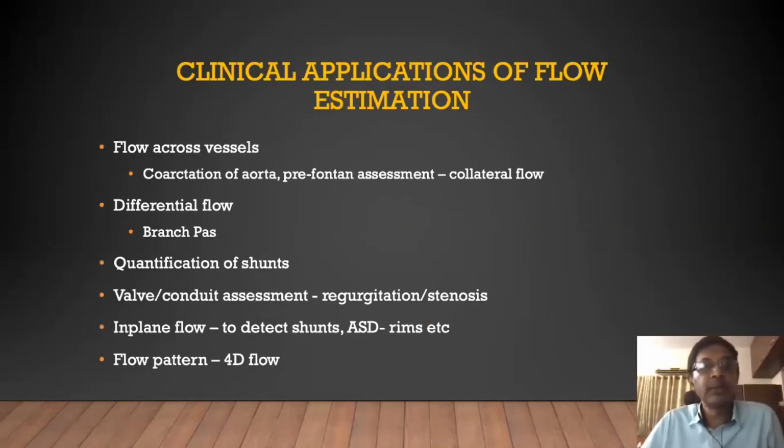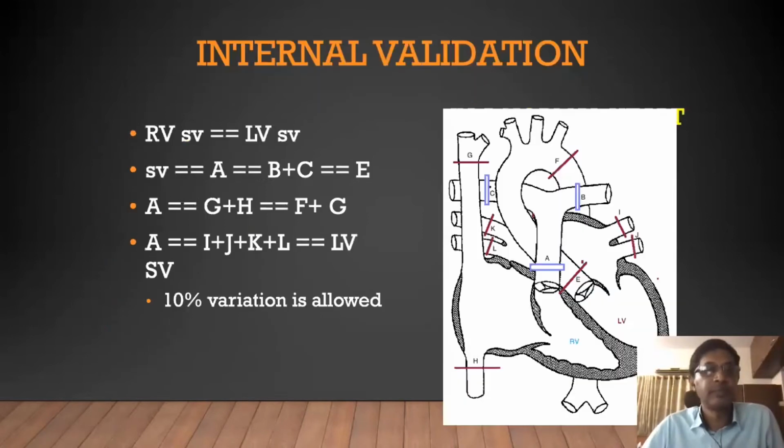Now, what are the clinical applications of flow estimation? Flows across the vessels. We could estimate the collateral flow in a pre-Fontan assessment or in coarctation of aorta, the differential flow between the two pulmonary arteries, quantification of shunts, valve and conduit stenosis and regurgitation assessment, in-plane flow to detect shunts, or the latest 4D flow to assess flow pattern.